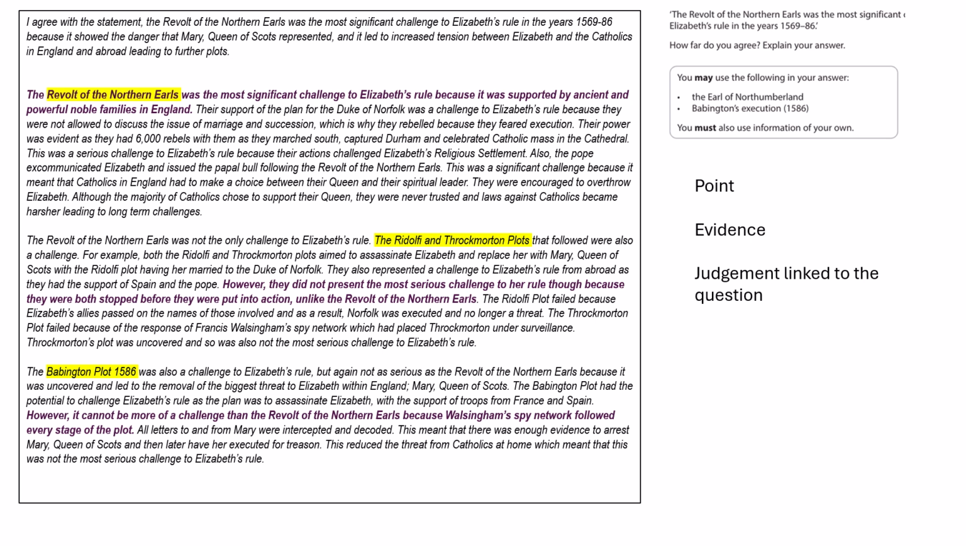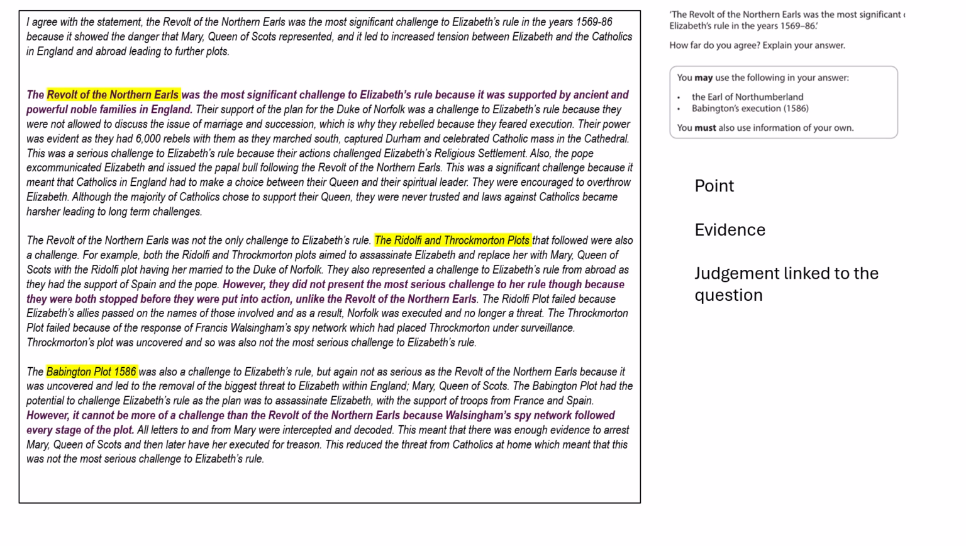And this is a full response to the question. And you'll notice that at the top there is a clear judgment with a reason for that judgment. So if your target is a 6 or above, you should be providing a reason for your decision in that introduction, because that is setting your criteria. We've then got 3 areas of content covered. So we've got Revolt of the Northern Earls, which is mentioned in the question, Ridolfi and Throckmorton plot, and the Babington plot.